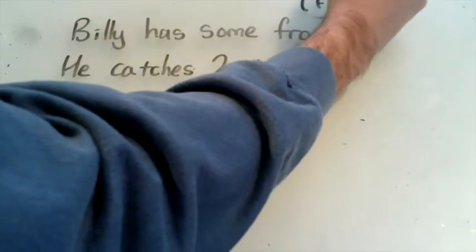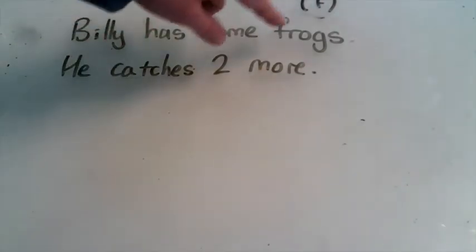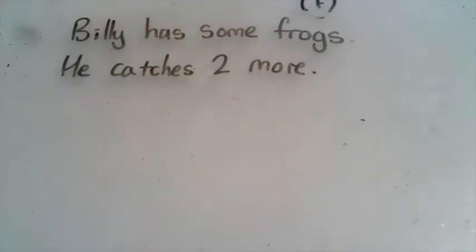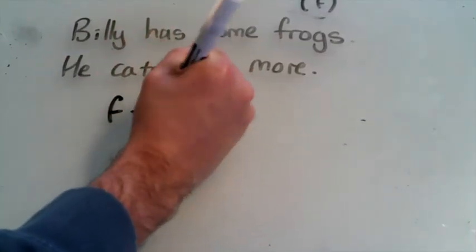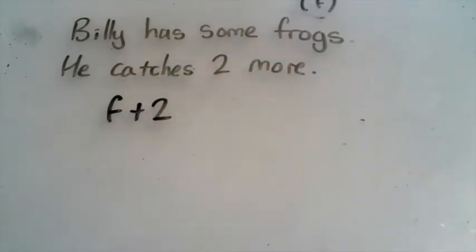So I'm going to write that as F. Remember that it doesn't need to be an X. It can be any letter. But I'm just going to use F because it's frogs. So he's got some frogs. He catches 2 more. So to work out the number of frogs he has now, you would need to do F add 2, and that would then give you your result.